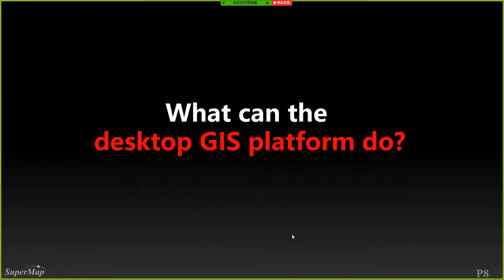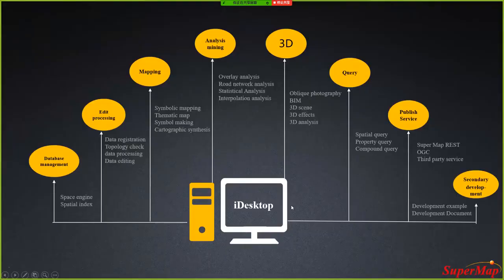Okay, let's take a look at what desktop JS can do. It can be used as a tool for building, managing, and processing spatial data, or analysis and query as a JS application. And according to the needs of the individual industries, it can also customize the interface and expand the business functions to become a JS application system suitable for a certain industry.